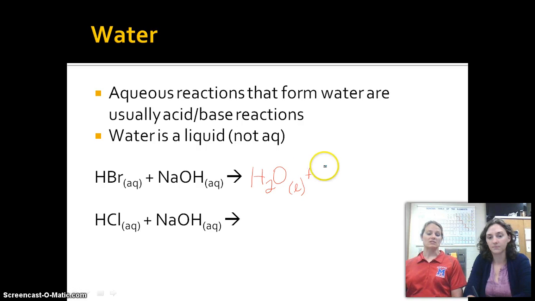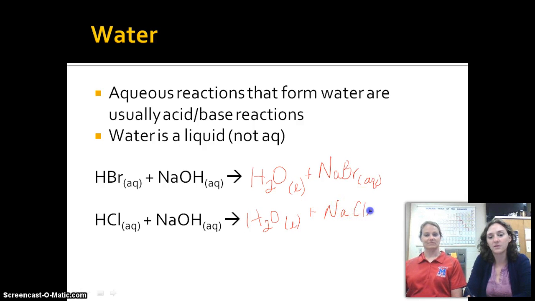And then your other piece is going to be your aqueous piece, which is going to be sodium bromide. Na is a +1, Br is a -1. Cancel each other out, and we're good. aq. Okay, now the next one, again, we're going to form water because we've got a hydrogen at the beginning and a hydroxide at the end of the other one. So that's an L, not a C, everybody. So we're going to form NaCl, again, water and a salt.